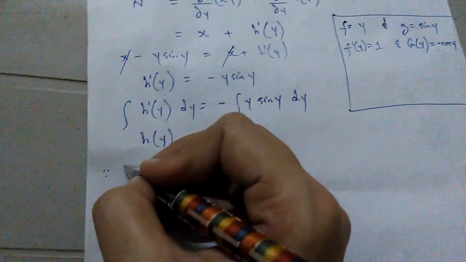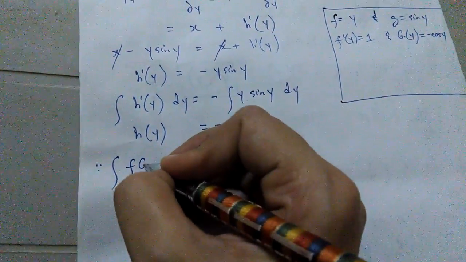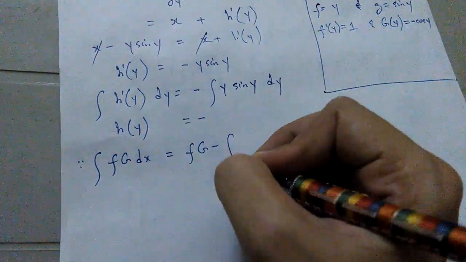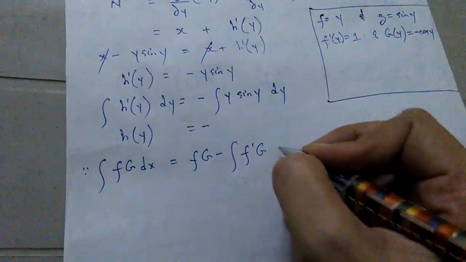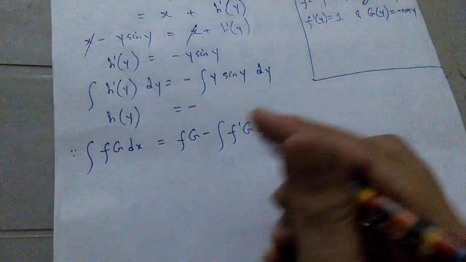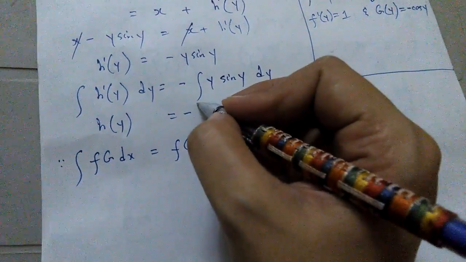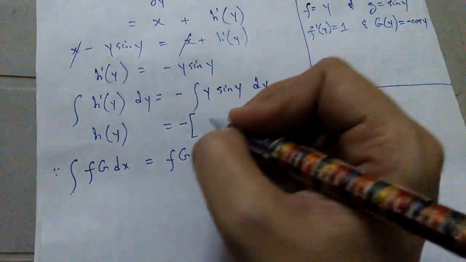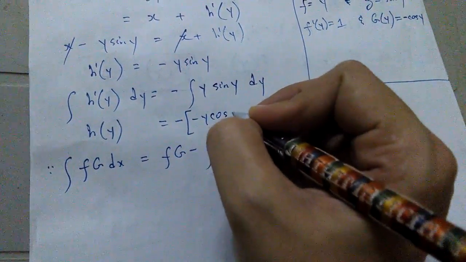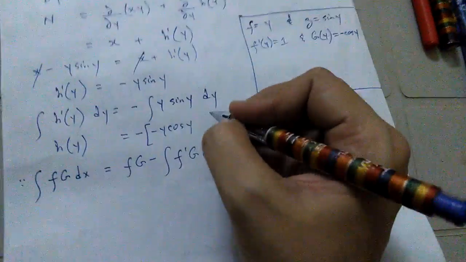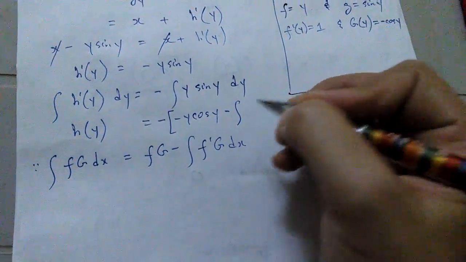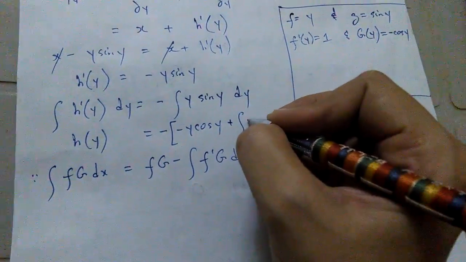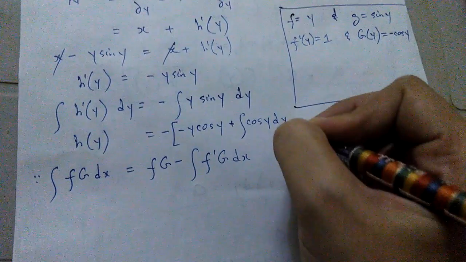So we know the formula of integration by parts. This is the formula of integration by parts in general form. So we are now going to use this. And f dash y is 1 and G is minus cos y, so it will look something like this.